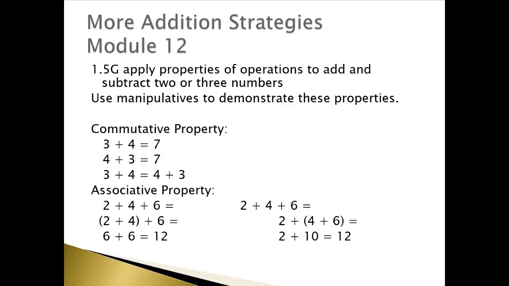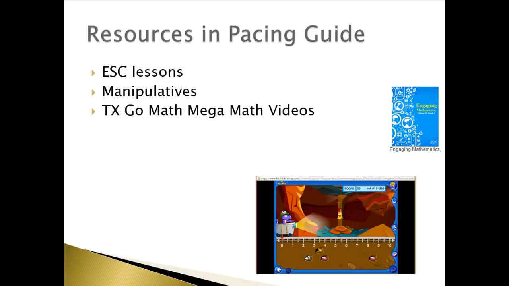More addition strategies, 1.5g: we're going to apply the properties of operations to add and subtract 2 or 3 numbers. And we're going to use manipulatives to demonstrate these properties. So with the commutative property, we know that it doesn't matter what order we add the numbers, the sum will still be the same. The associative property is where we just put 2 numbers together to add first. And you can see how here again, the numbers would be the same.